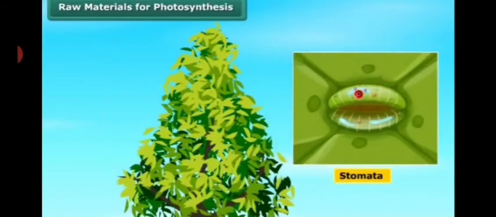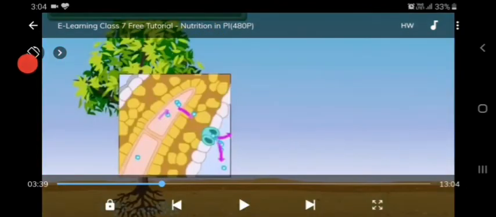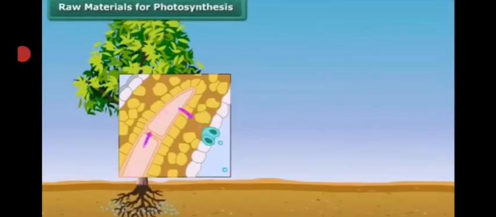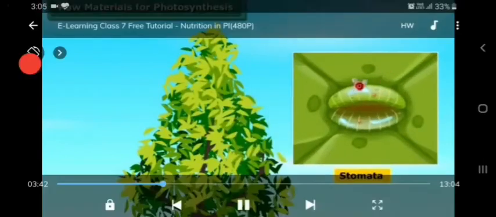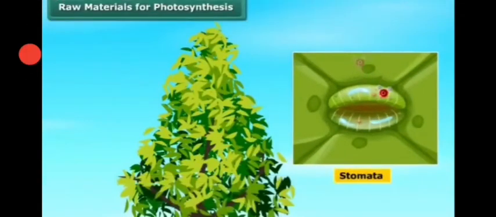Here, see, it is the stomata. Where is it present? Look at the picture of the stomata again. Here the green colored thing is the stomata. It is present in the leaf. So here is the picture of a stomata. It is generally present on the lower surface of the leaf.